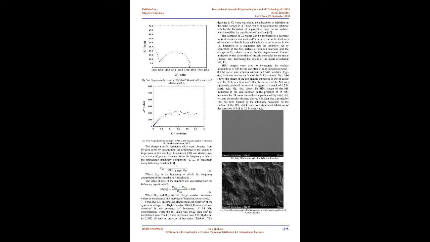more negative, it indicates a charge sharing or transferring from organic species to the metal surface to form a coordinate type of bond 22, 29, i.e. chemisorption. The mean values of ΔG°ads for the inhibitor were less negative than -40 kJ/mol, indicating that the inhibitor physically adsorbed on the metal surface.